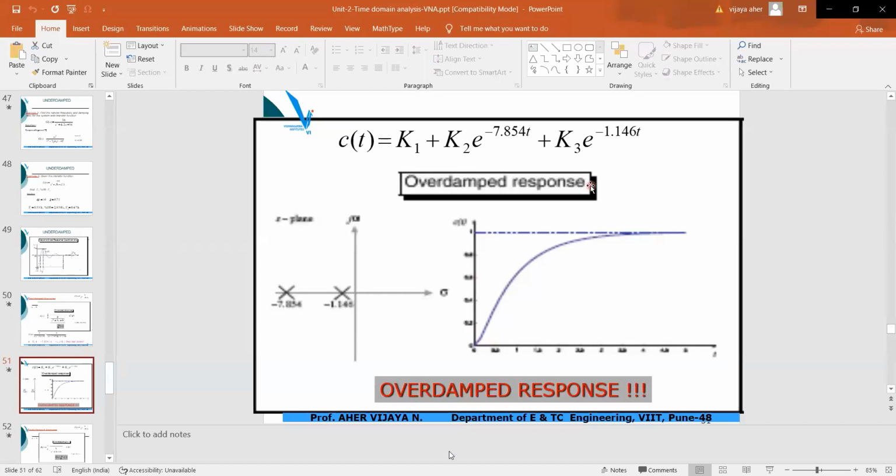Wait just one minute, you will get the values of K1, K2, K3 by partial fraction. Ashish is doing the same thing. And this is nothing but the location of your poles in the S plane.